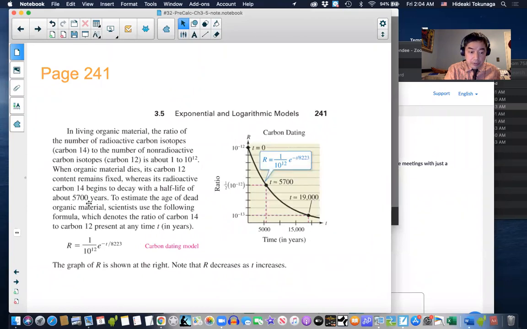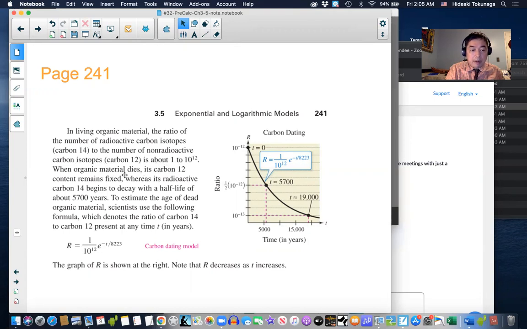Problem 241: In living organic materials, the ratio of the number of radioactive carbon isotopes, carbon-14, to the number of non-radioactive carbon isotopes, carbon-12, is about 1 to 10 to the 12th power.